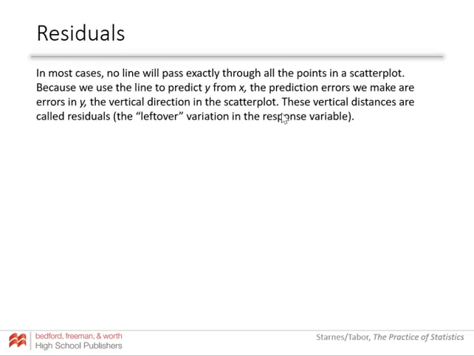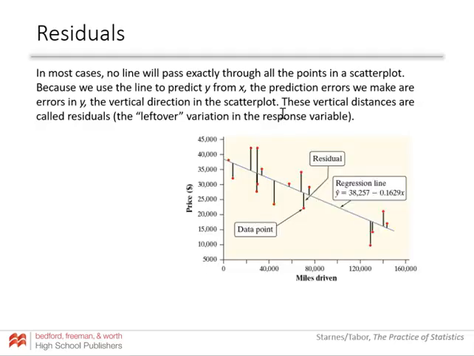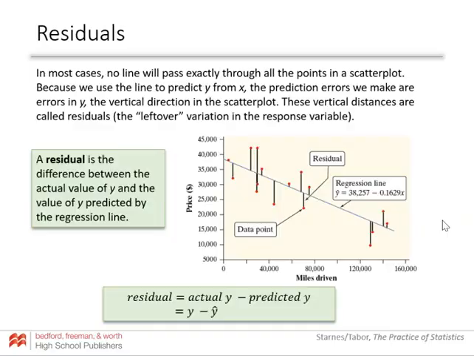Okay, a residual. So when we draw these regression lines, they're not going to go through every single point in a scatter plot, which means that some of them are going to be a little bit higher, some of them are going to be a little bit lower. That distance, that leftover, we call that a residual. So here's all the different data points that we collected. This is the line that fits them the best. And so the distance between the actual data point and the prediction from the equation, that's called the residual. The way that we find residuals is the actual value minus the predicted value, or y minus y hat. Actual value minus predicted value.